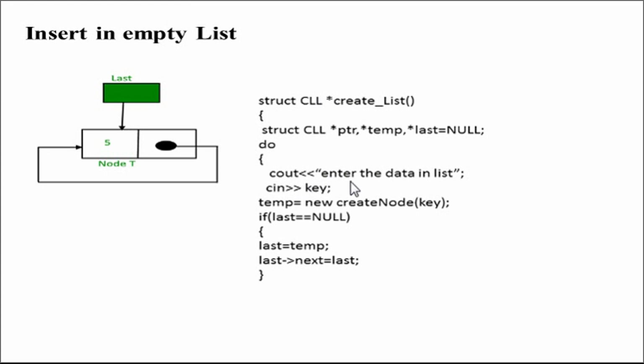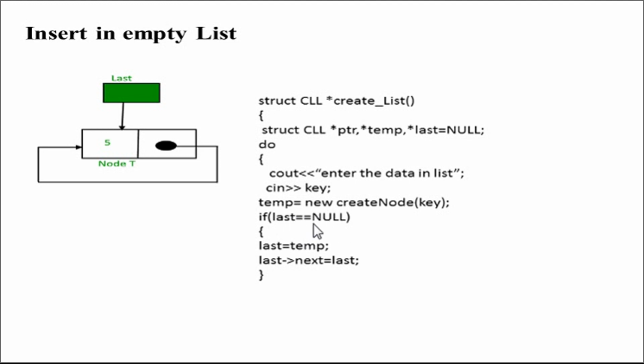Now enter the data that we want to insert, then store that into one variable, and create a new node using the create node function. It will return the address, and that address is stored again in one pointer variable called temp. Then check if last is equal to null. Last is the same as the head, which contains the address of the first node. So last is equal to null.